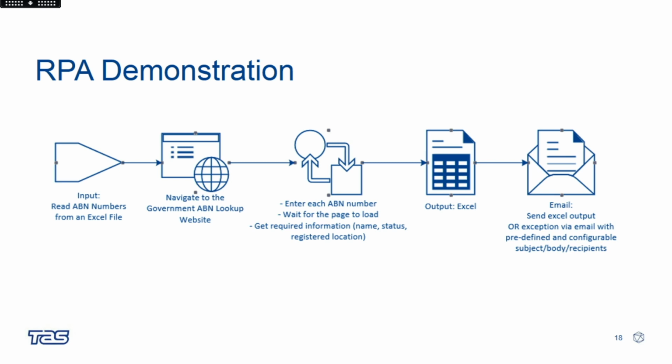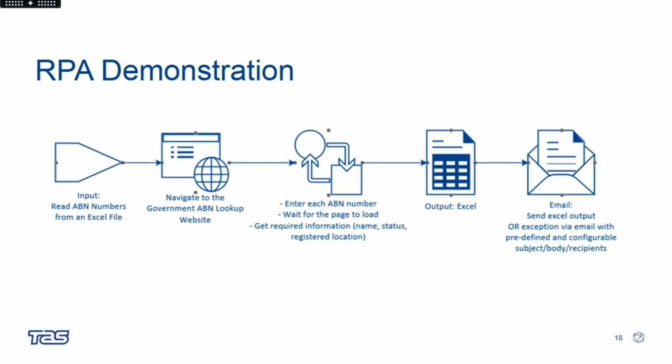So this is a very simplistic process involving 5 ABN numbers. You need to read those 5 ABN numbers, go to the government ABN website, go through each, copy each ABN number and search that onto the government website. Copy details like name, status, and registered location onto an Excel sheet and send out an email either to myself or you.